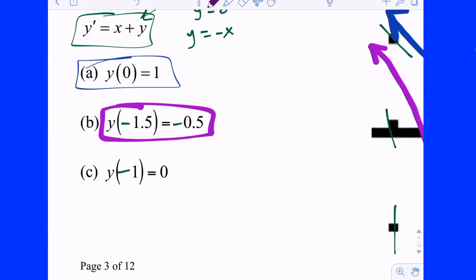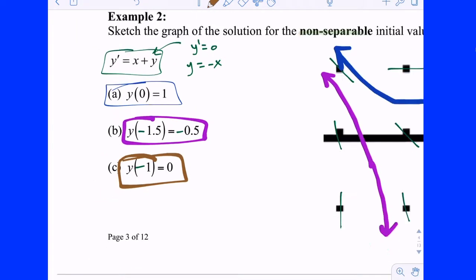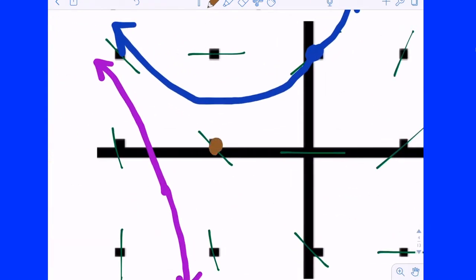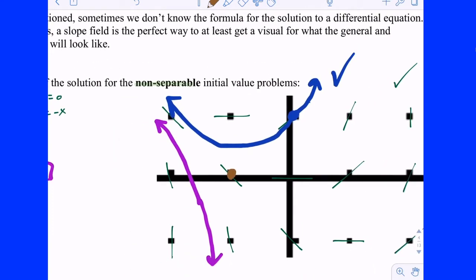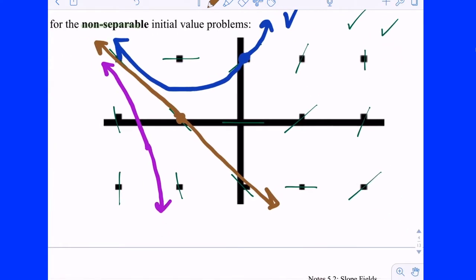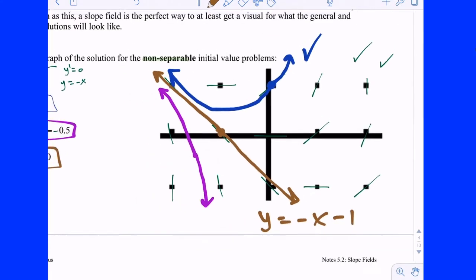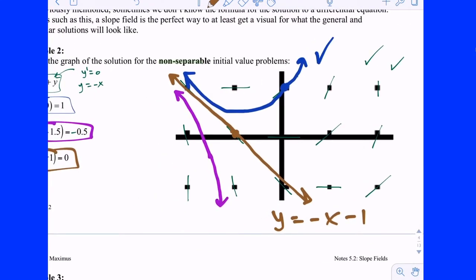And then the last one here, let's choose beefy brown. y of negative 1 equals 0. That's right here. What is that solution going to look like? Yeah. That one's going to look like a line. It's not going to curve at all. And it's going to be the line y equals negative x minus 1, right? It's going to pass through the y-intercept of negative 1. So you can actually come up with the equation for that one just from the tendencies of the slope field.